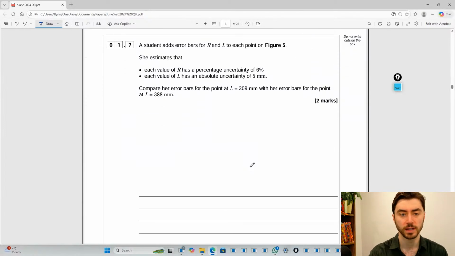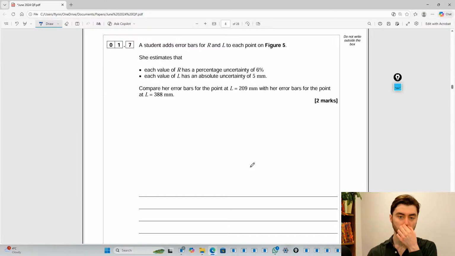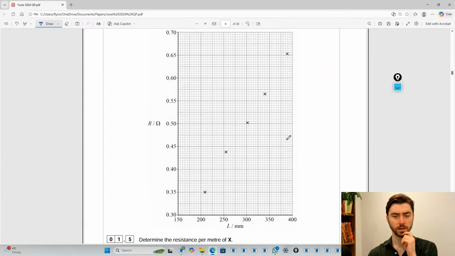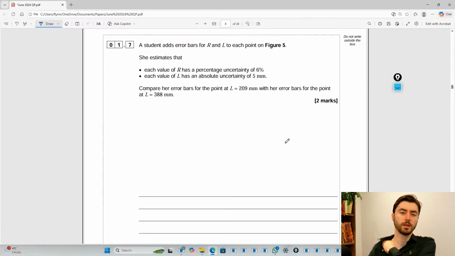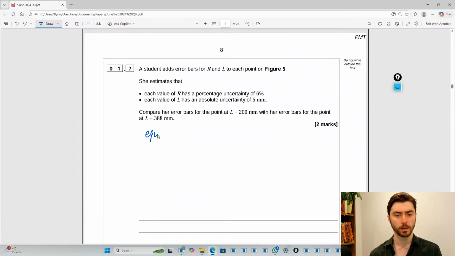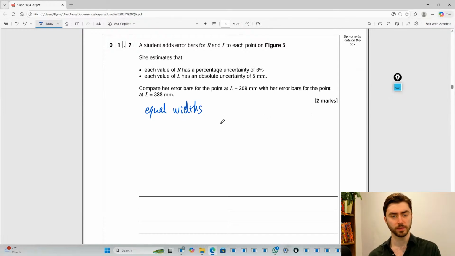A student adds error bars for R and L to each point. She estimates that each value of R has a percentage uncertainty of 6%. I love percentage uncertainty. Let's go. Each value of L has an absolute uncertainty of 5 millimeters. So R and L. 209, 388. So the absolute uncertainty is 5 millimeters, so they're equal widths, certainly, because they're just plus or minus 5 millimeters on both of them. But the heights are going to be different. So the percentage uncertainty is 6%.